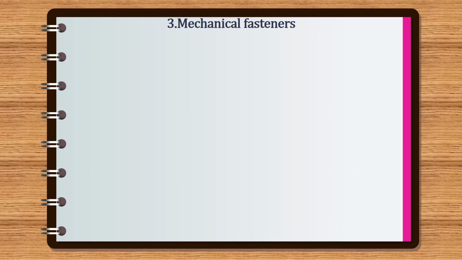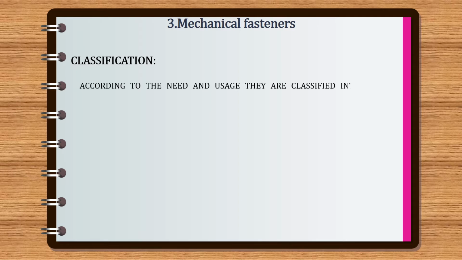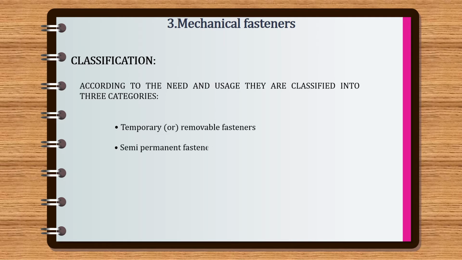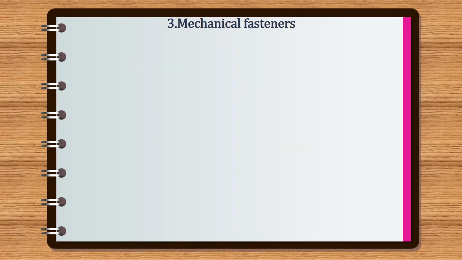Then, let's discuss the classification of mechanical fasteners. According to the need and usage, they are classified into three categories: temporary or removable fasteners, semi-permanent fasteners, and permanent fasteners. Let's discuss the types one by one. First, temporary or removable fasteners.